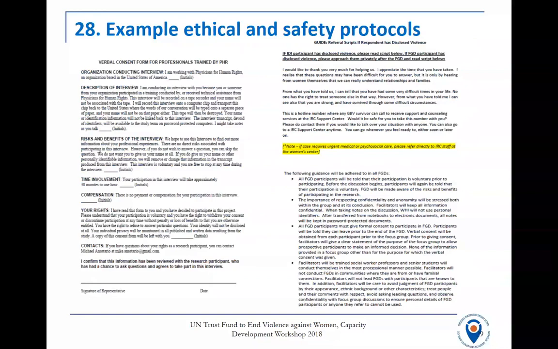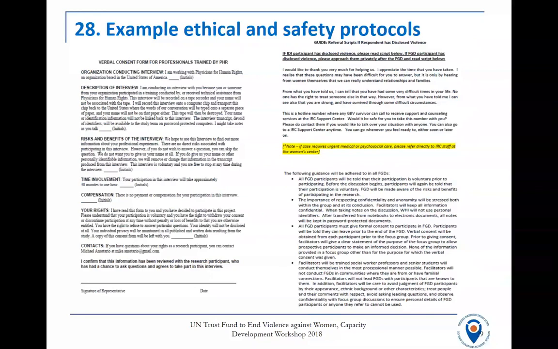So on the left, you'll see a verbal consent form. In this example, Physicians for Human Rights, an NGO, is interviewing someone. And so you'll see that they've been given a script. So this is what we're looking for. Before the interview, the project staff member or the data collection person reads the script. They say, I am conducting an interview, blah, blah, blah.